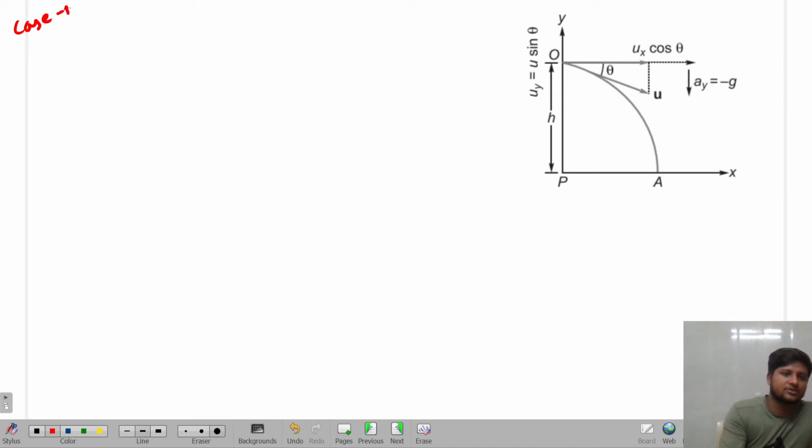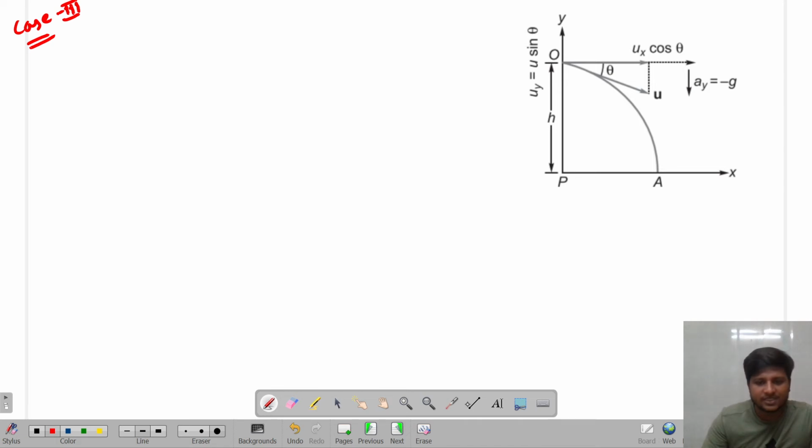Now the second case is like the third case of the same projectile. What is that? I can throw the projectile, instead of throwing it upwards or perfectly horizontal, with the initial velocity making some kind of downward angle of inclination theta with the horizontal.